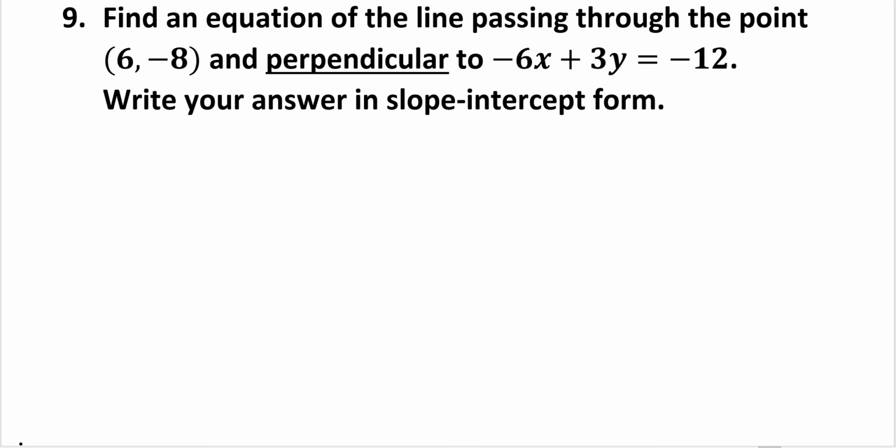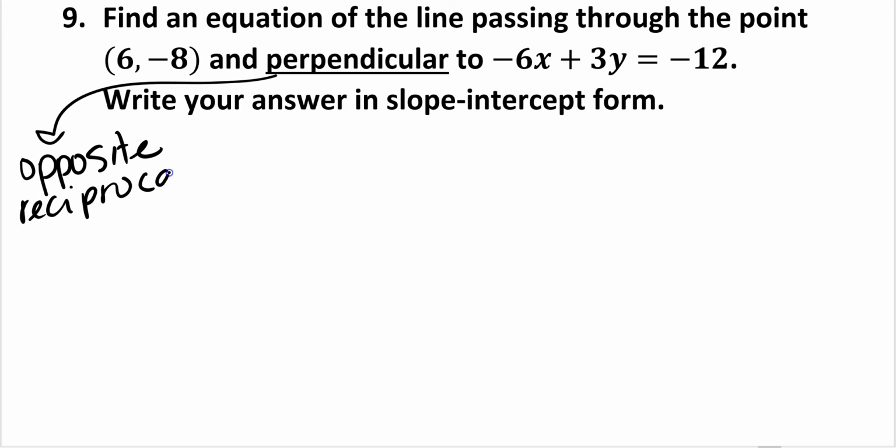Number 9, find an equation of the line passing through the point 6, negative 8 and perpendicular to negative 6x plus 3y equals negative 12. So two lines that are perpendicular have opposite reciprocal slopes. So what we need to do is find the slope of the given equation. So let's put this equation into slope-intercept form.